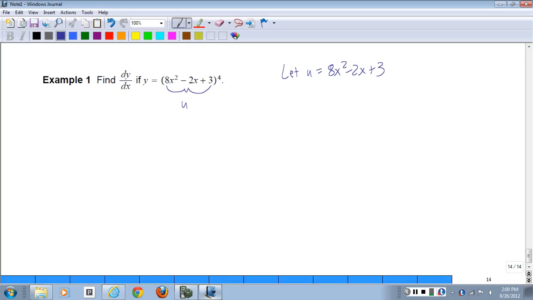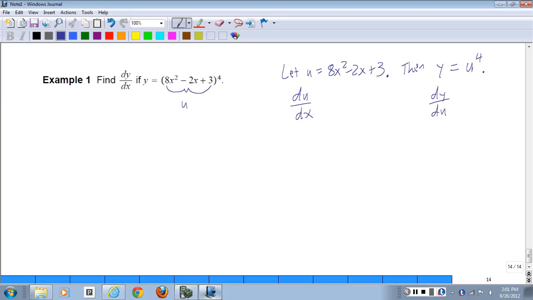Because we know how to find the derivative of 8x squared minus 2x plus 3. That's no trouble. We might not want to raise that to the fourth power. That's a real pain to raise a trinomial to the third power and multiply all that out. But we know how to do this. Then y equals u to the fourth power. If we pick all that stuff up out of the parentheses and put a u in there, then that's u to the fourth power. So if we have u in terms of x and y in terms of u, we can find du dx, and we can also find dy du.